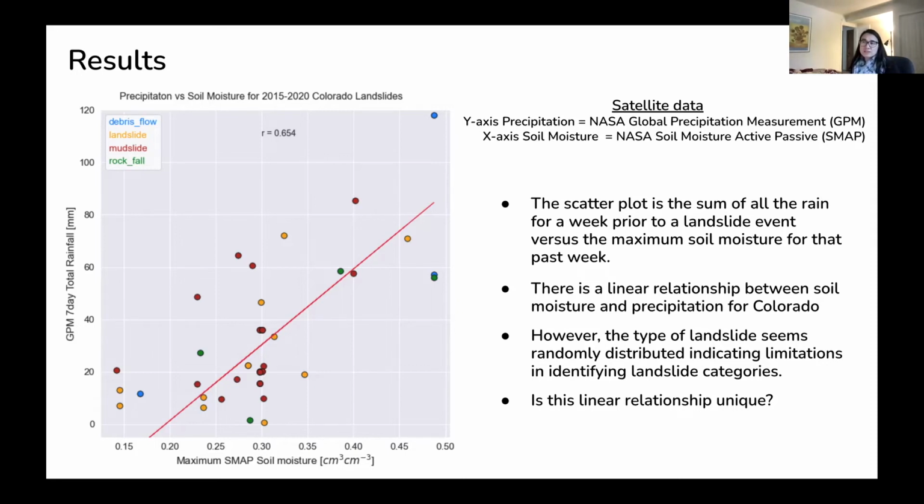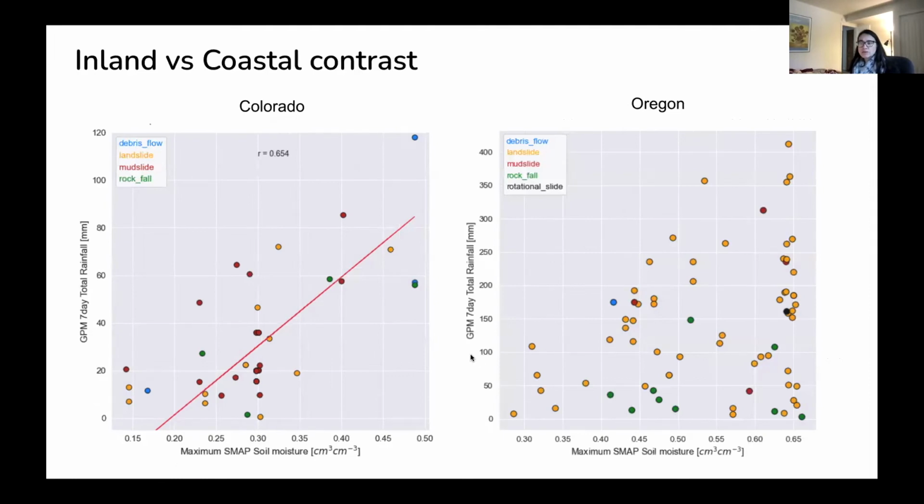So is this linear relationship unique? Here I'm showing Colorado on the left with landslides over Oregon on the right for the same time period, which is a region that gets a lot of rainfall. You can see in Oregon, it looks like the data form a triangle. The hypotenuse side of the triangle shows a strong linear relationship where soil moisture responds to precipitation amount, like what you see in the Colorado plot.